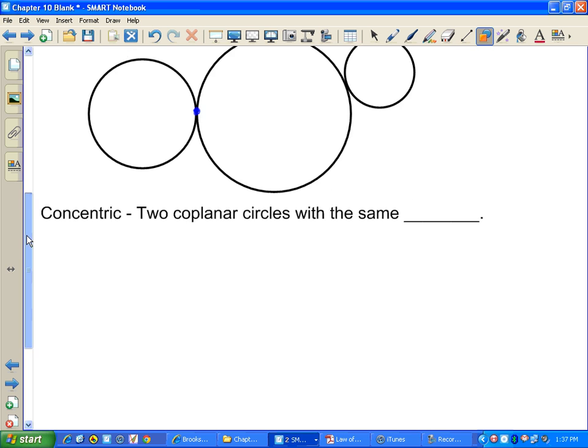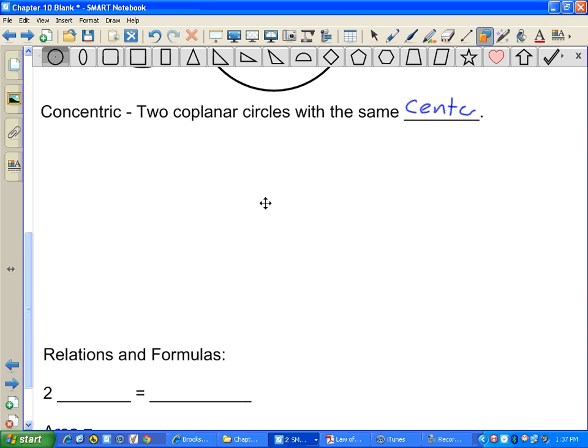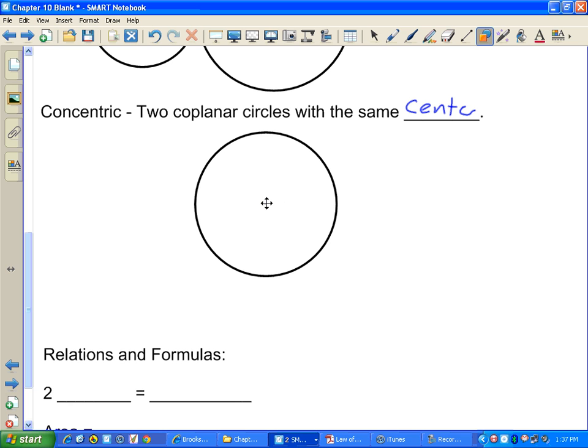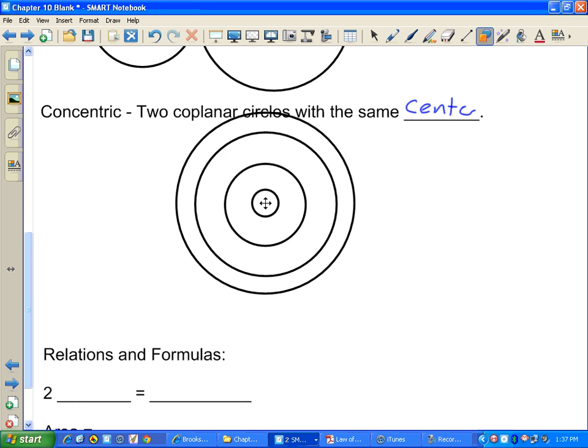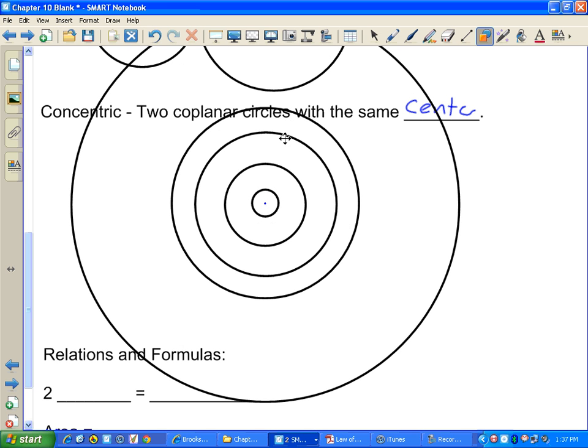Or you can have concentric, which means that they have the same center. So if this is my center point, there's a circle with that center. There's another circle with that center. There's another one. You get this bullseye looking thing. They don't necessarily have to be evenly spaced. I could have one that's way out here. But these are all concentric circles because they all share the same center.